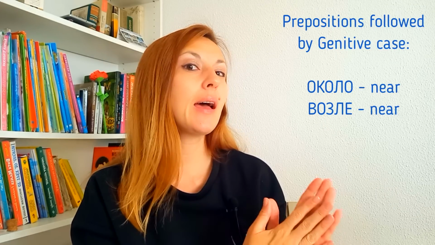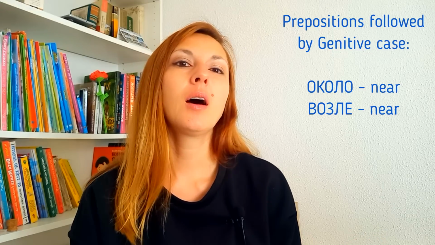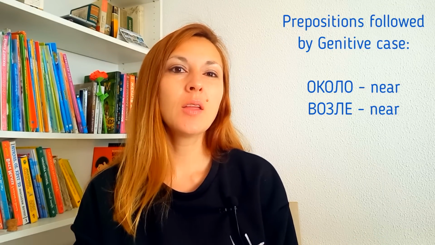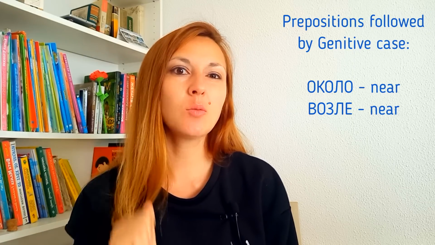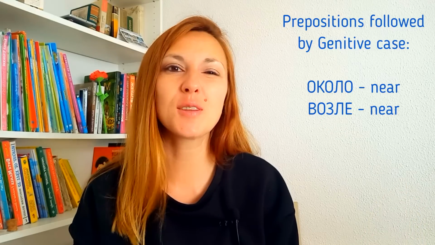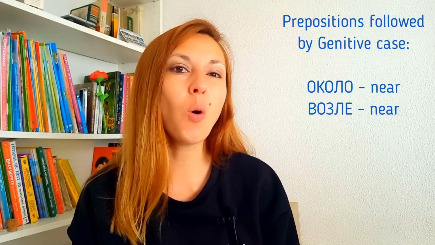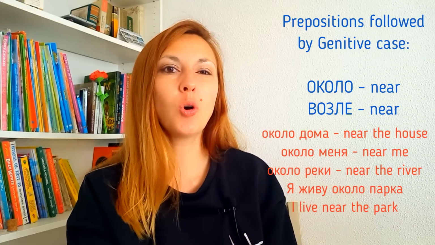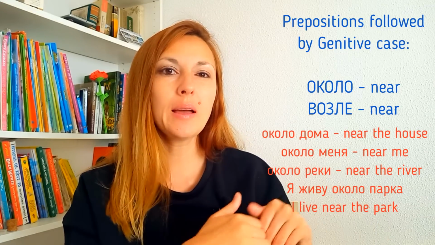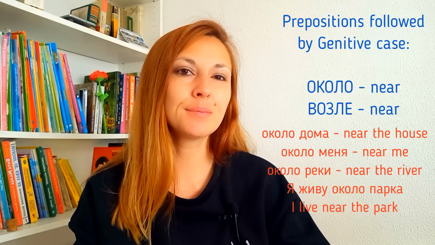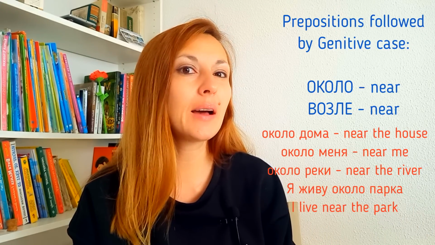They mean near. The first one is около. The first syllable is stressed and we pronounce o, and the two last syllables are obviously not stressed and we pronounce a. Около. Около дома. Около меня. Я живу около реки. Я живу около парка.